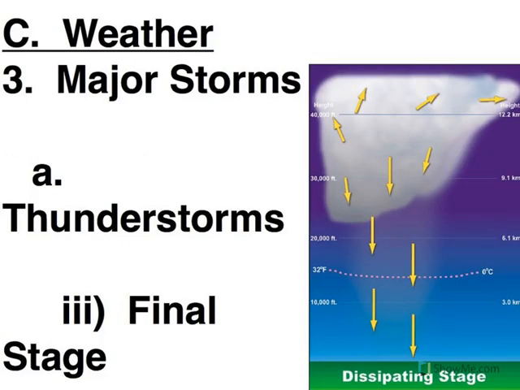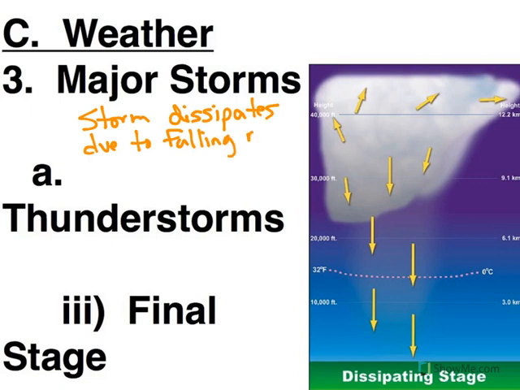The final stage is when the storm dissipates. And this occurs due to the falling rain and hail cooling the air down. And so that cuts off the uplift.